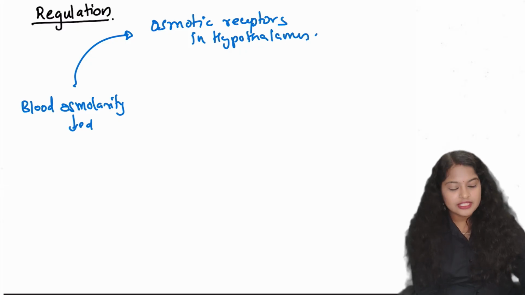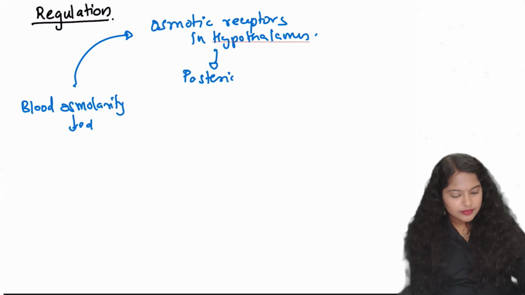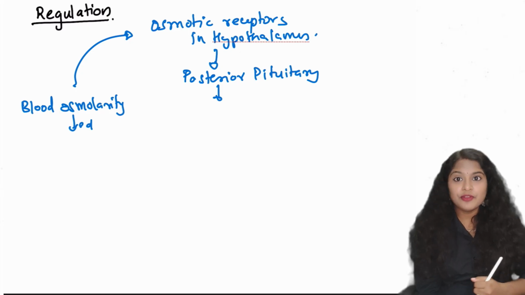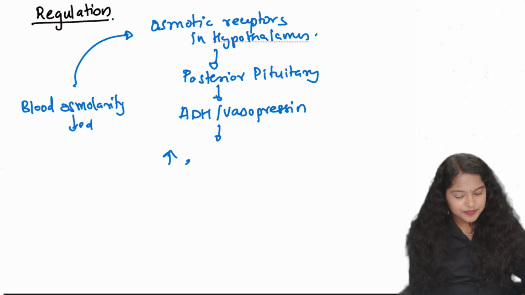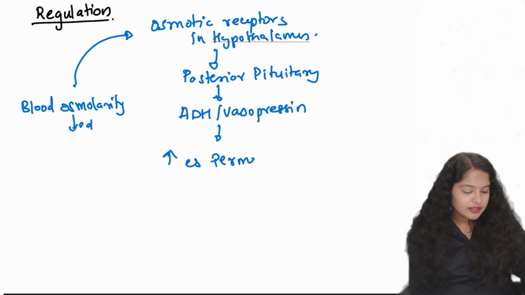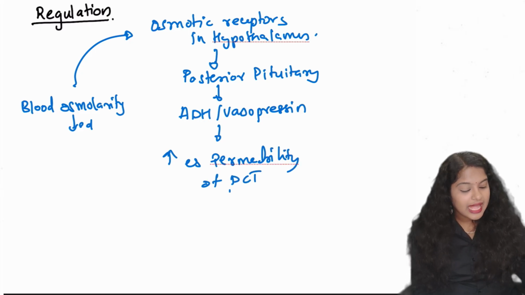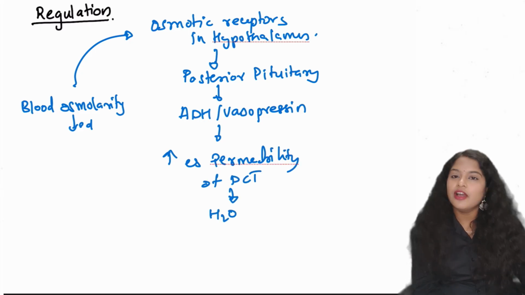And the osmoreceptors in the hypothalamus will give signals to the posterior pituitary. This posterior pituitary will produce ADH, that is vasopressin. And this increases the permeability of the DCT, and this leads to the reabsorption of water.